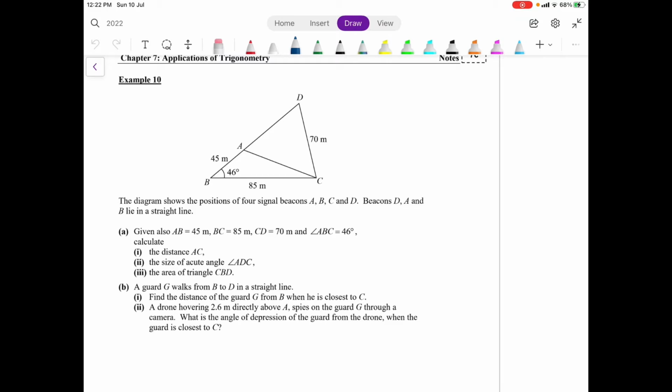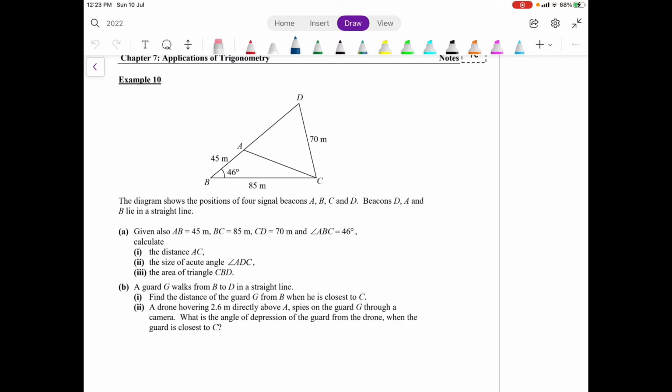Okay, last question, example 10. Let's look at the question. Read the question, look at the information. Apparently they didn't ask for bearing. They didn't give us a north line. So in this question, there's no bearing, but we will still have to deal with the 3D trigo in part B. Part A is just a simple cosine rule, sine rule, and area formula.